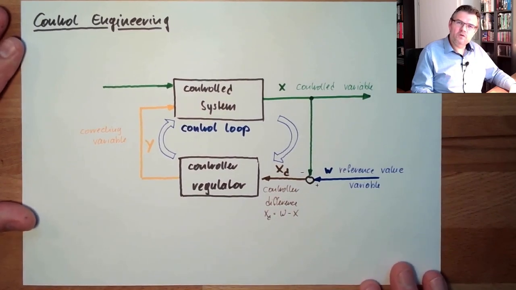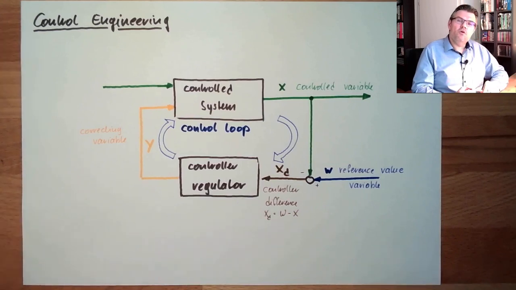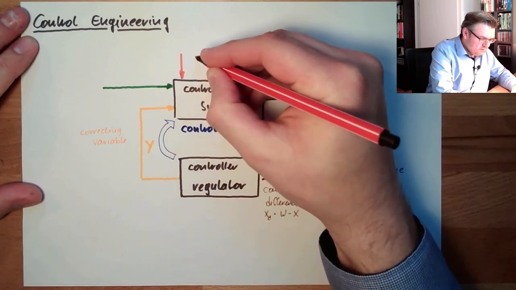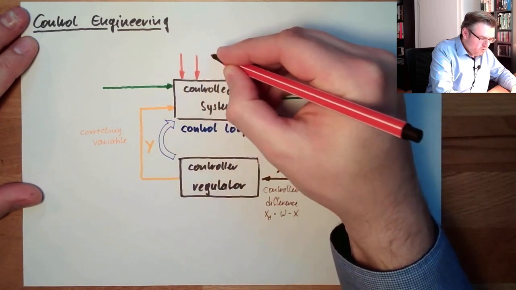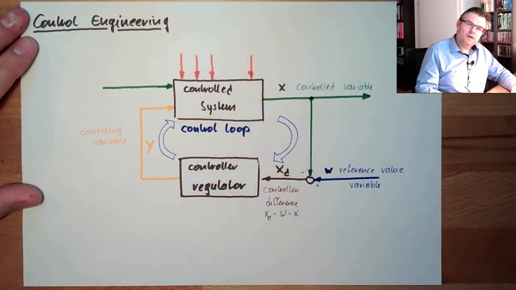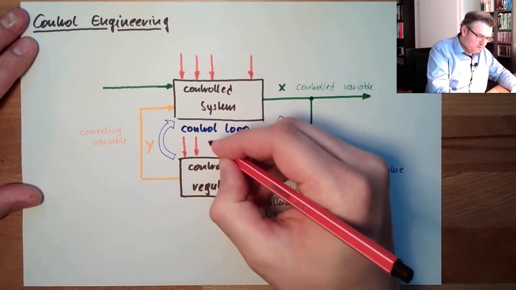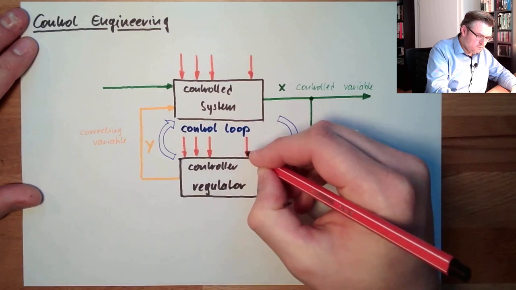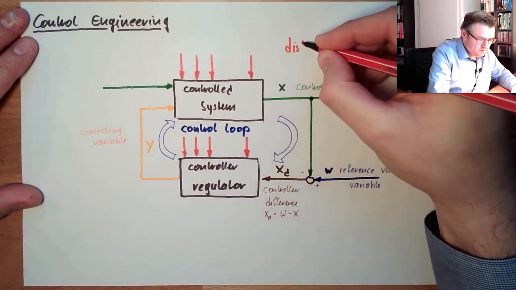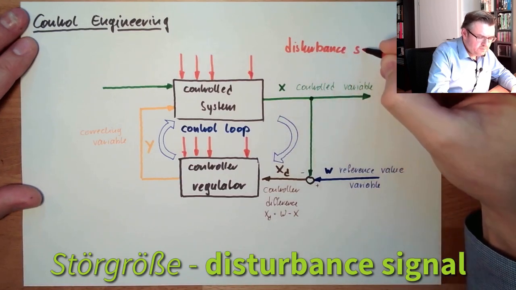It would be though so easy. It would be really so easy. However, there are always disturbances. So there are disturbances which might influence the control system. There are disturbances which might influence the regulator, the controller. There can be a bunch of these disturbances. Disturbance signals.